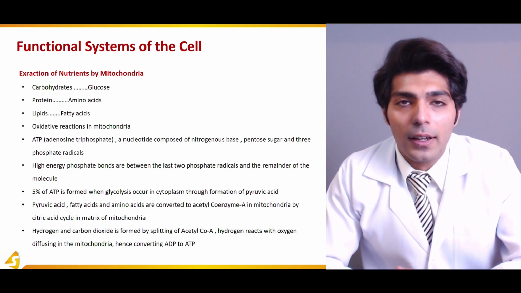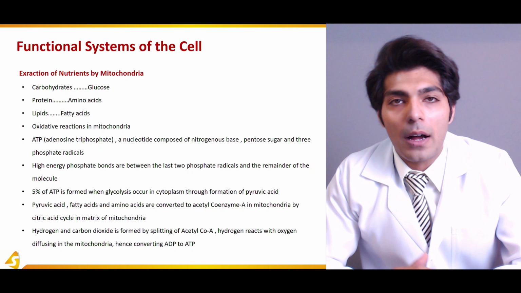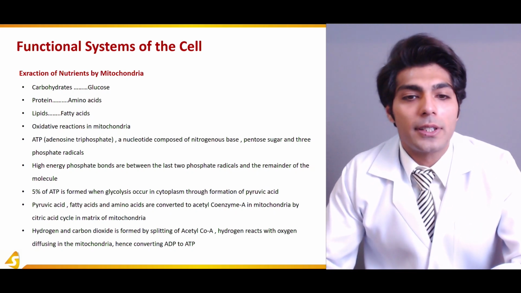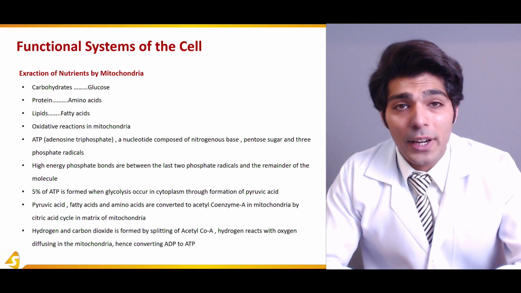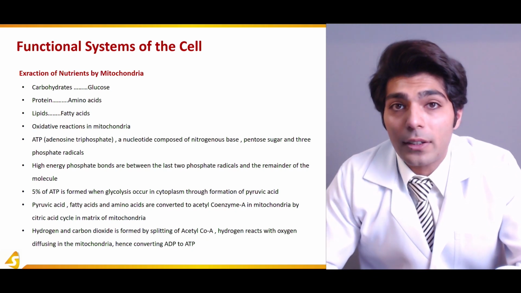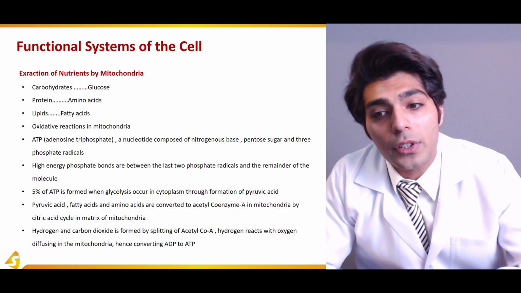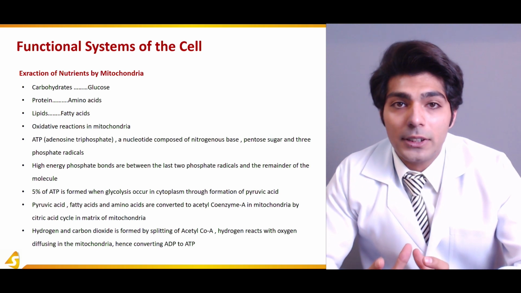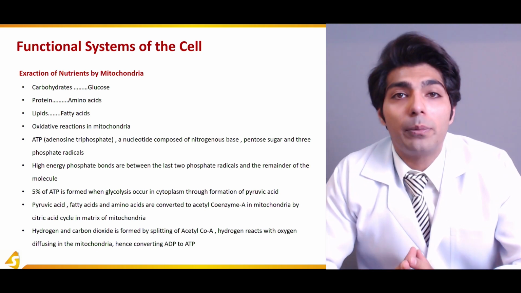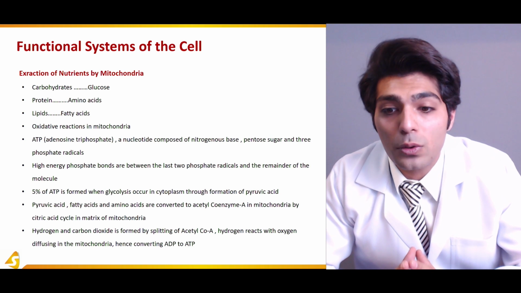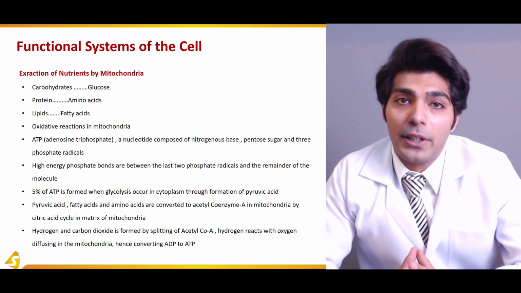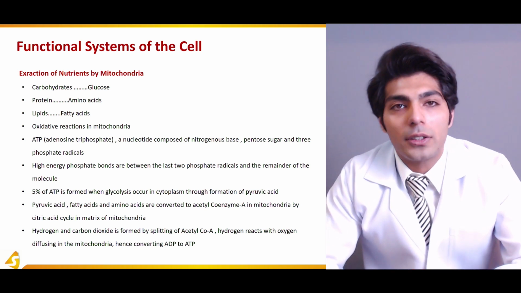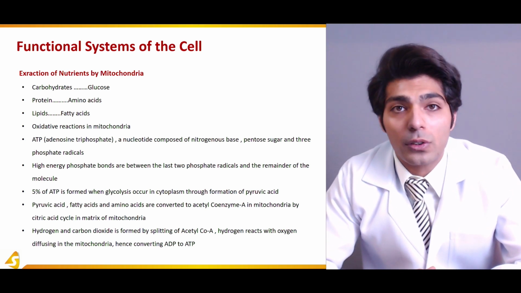So any nutrition we eat, we take carbohydrates, proteins and lipids, they all are broken down into glucose, amino acids and fatty acids. ATP is generated in the mitochondria, which is a nucleotide composed of a nitrogenous base, a pentose sugar and three phosphate radicals. These are the high energy phosphate bonds that are present between the last two phosphate radicals and the remainder of the molecule. 5% of the ATP is generated with the help of glycolysis that occurs in the cytoplasm through the formation of pyruvic acid.